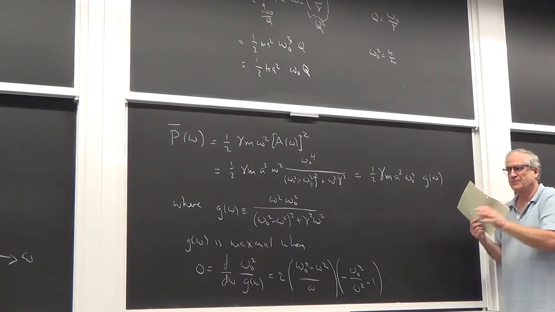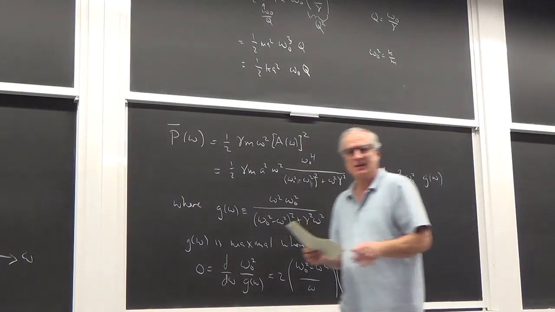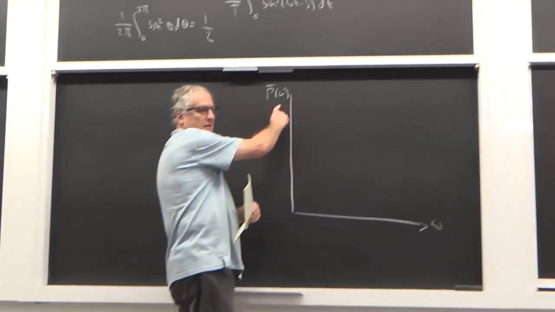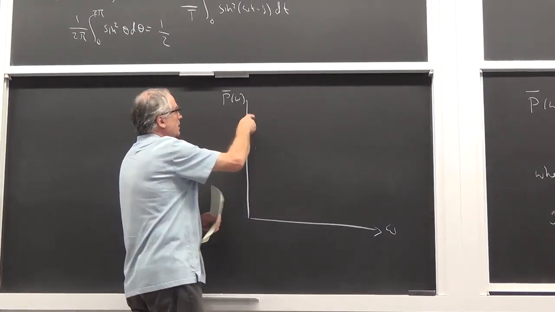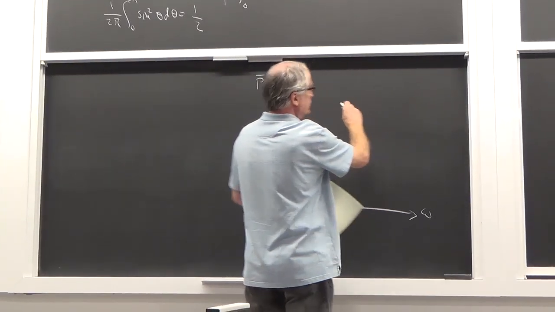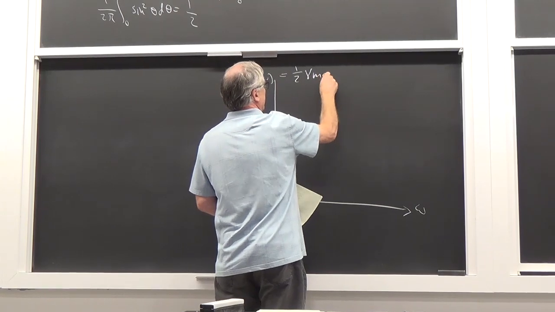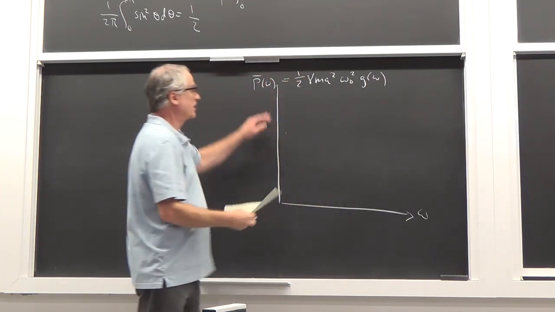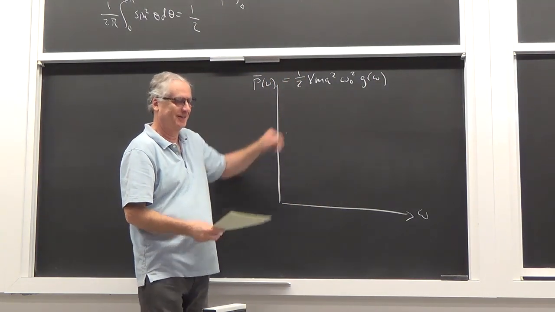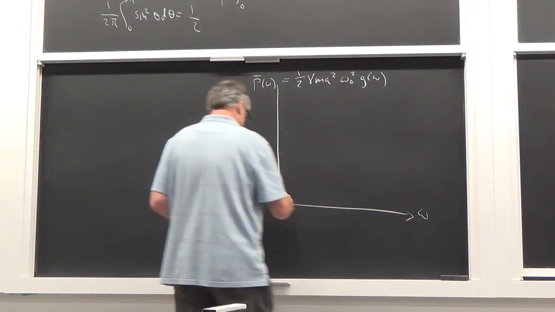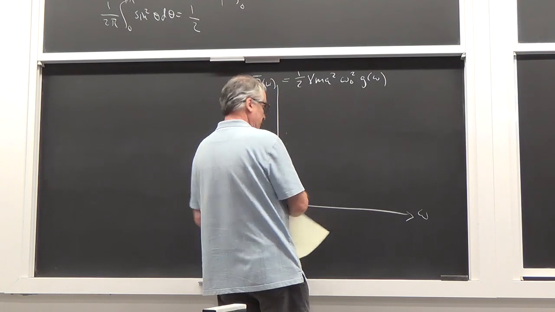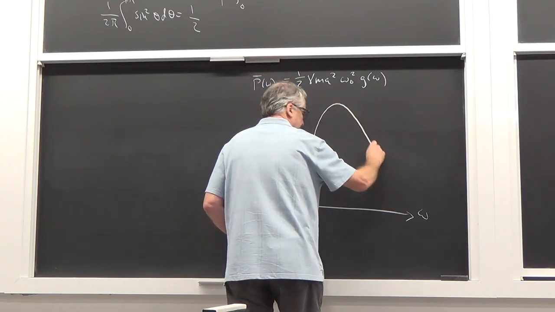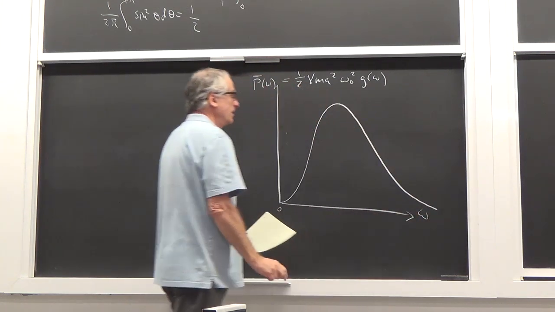Okay? And so I'm just using G of omega instead of power itself. So here I'll put the 1/2 ELF m squared omega naught squared G of omega. So this is what I'm plotting here. Is that okay? Thank you. So I start at 0. It goes to 0 at 0 frequency. It reaches some peak and tails off to 0 again at high frequencies.